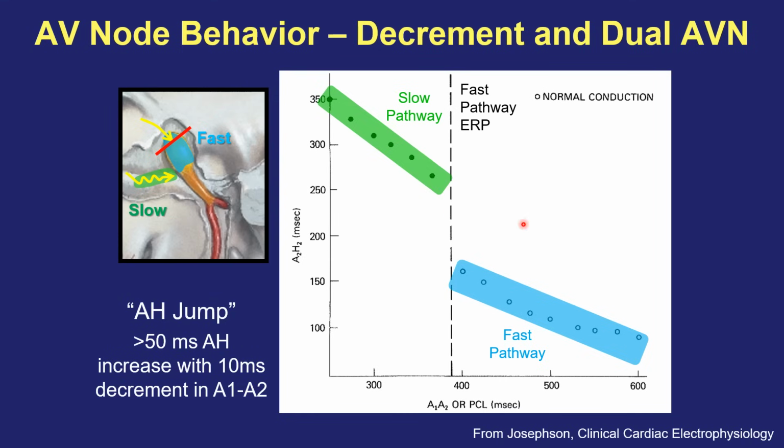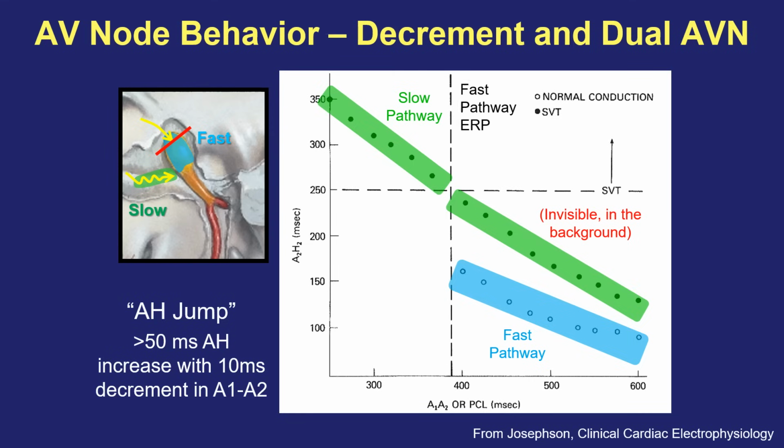But if we could back extrapolate, if we didn't have a fast pathway, what would have been happening here in the slow pathway would have been decremental conduction with faster intervals back here. And that was slowly prolonging, but there was no evidence of that because the fast pathway was faster and it was dominating in getting to the His bundle. So we didn't see any evidence of this happening, but this is probably what was happening in the background.